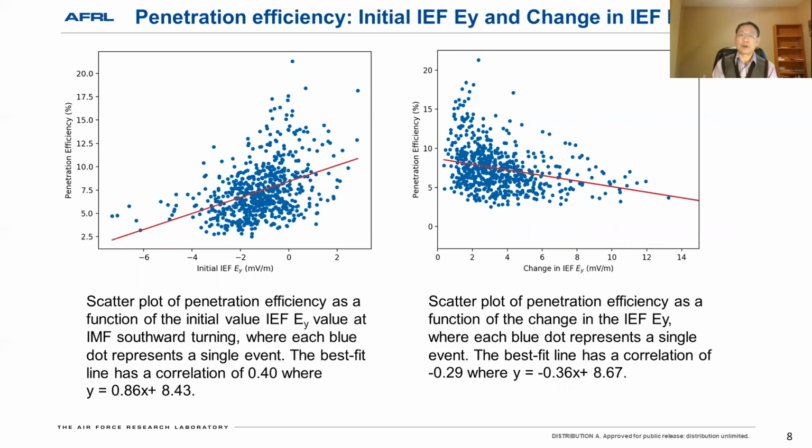The right figure shows the penetration efficiency as a function of the change of the IEF Ey. The penetration efficiency is high when the change of IEF Ey is small. A relatively small change in the IEF Ey is in general corresponding to a rapid change in IMF Bz. Therefore, the penetration efficiency is higher for faster IMF change. The straight line in the figure just shows a best fit line.